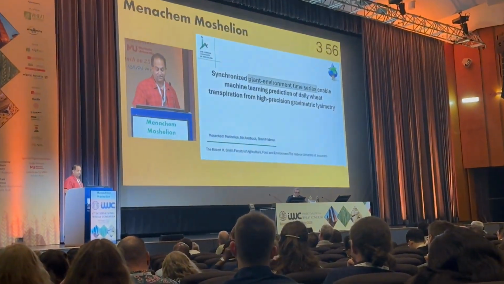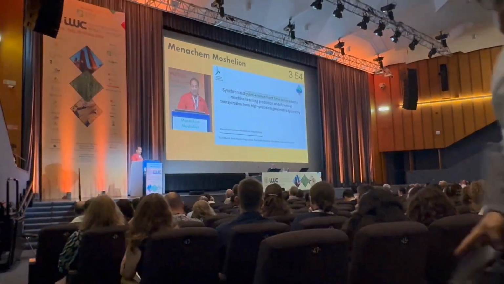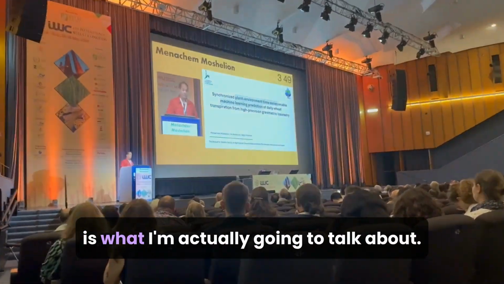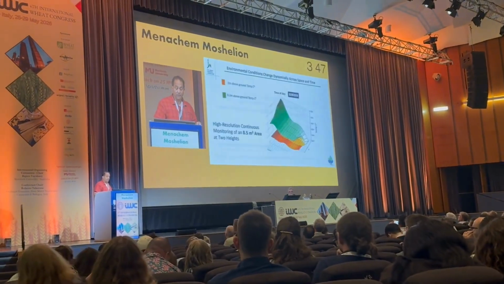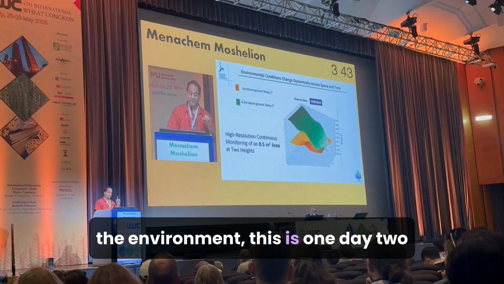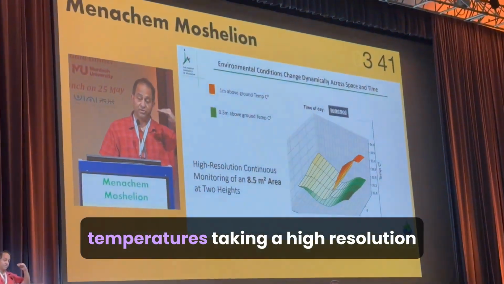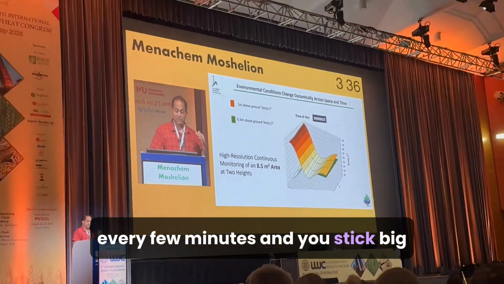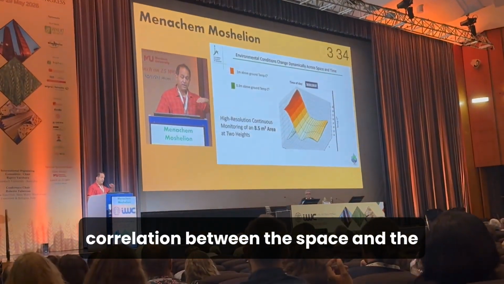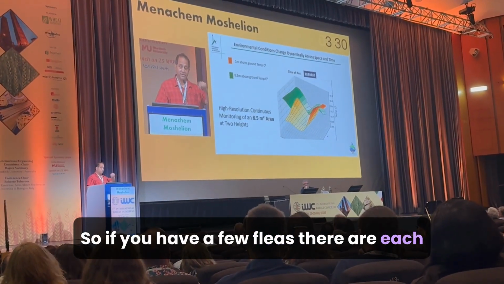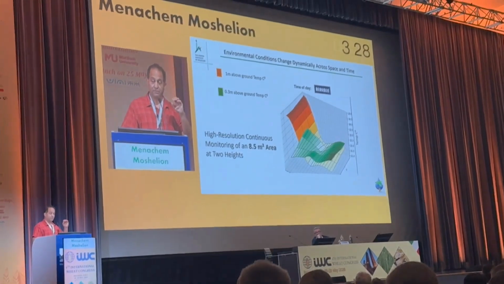Long time, but we should focus on the plant environment time series and the machine learning predictions. This is what I'm actually going to talk about. So, when we look at the environment, this is the greenhouse environment, this is one day, two temperatures, taken in a high resolution every few minutes, and you see a big variation between the space and the time. So if you have few plants there, each one they're going to feel a bit of a different temperature during the day.